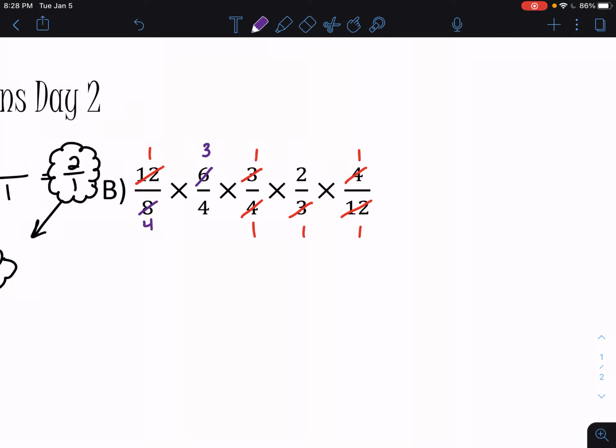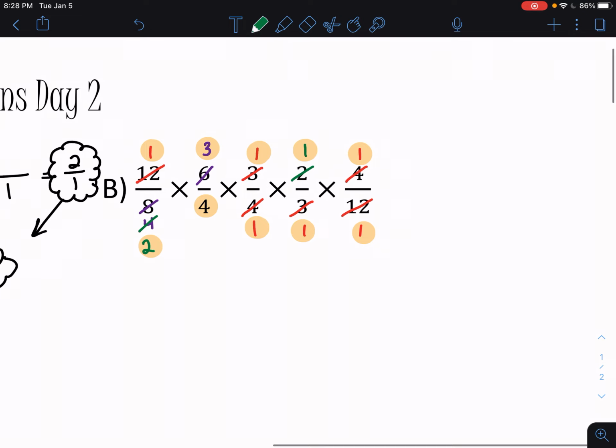And then this 2 can go into either one of these 4s. So 2 becomes a 1, and a 4 becomes a 2. 3 doesn't have anything in common with the bottom, and the bottom 2 are as simple as they can be. So I'm going to highlight all the values that I have to use. Okay, so it's super important that you're identifying in some way which numbers you still have to multiply.